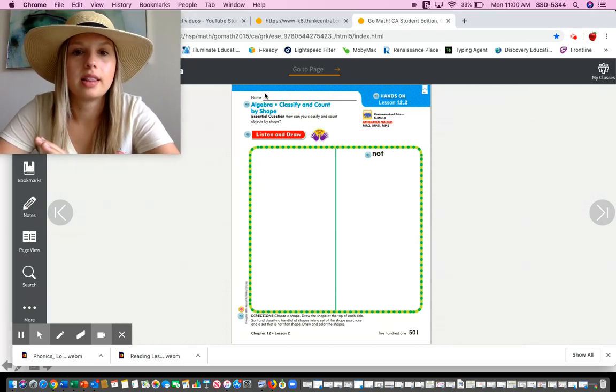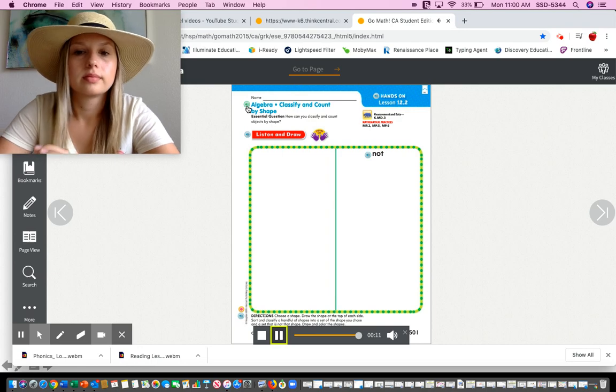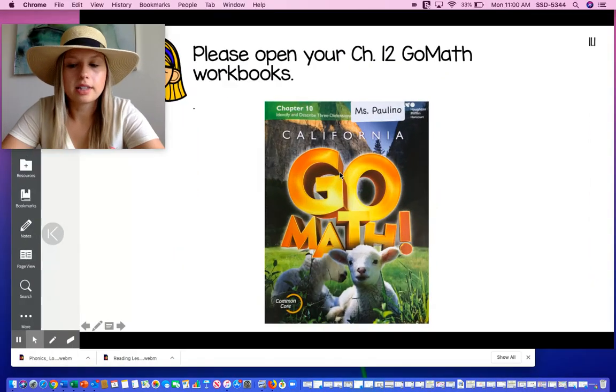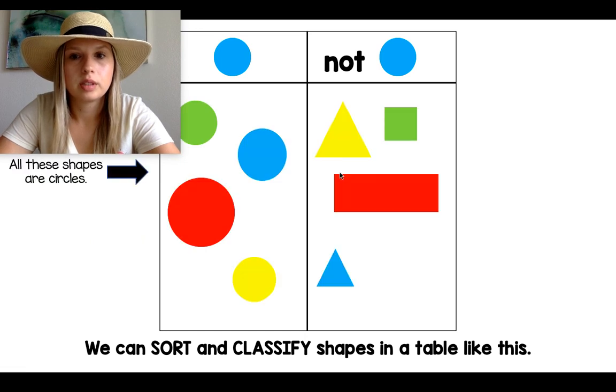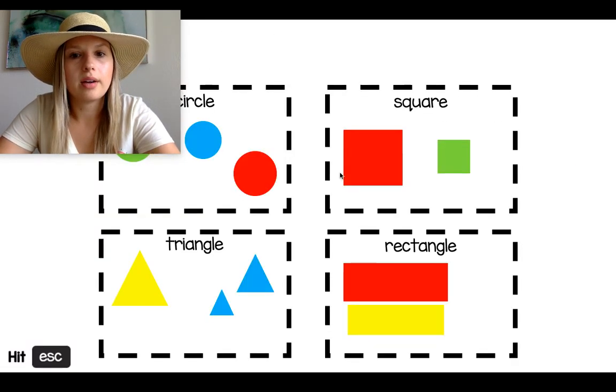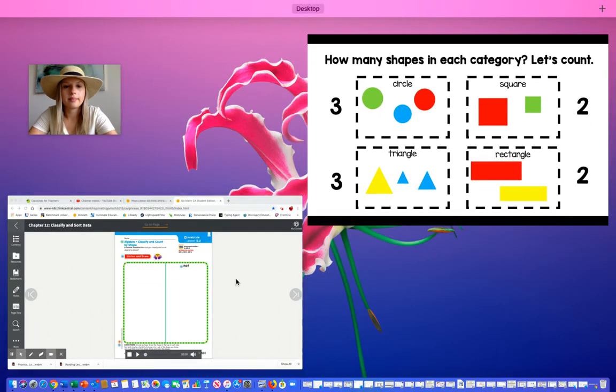Okay, this lesson is called Algebra. Classify and count by shape. Essential question. How can you classify and count objects by shape? So we were classifying objects by shape. Remember how we sorted them like this? Right? And then we also counted them. That's how we counted. So we know how to do that.